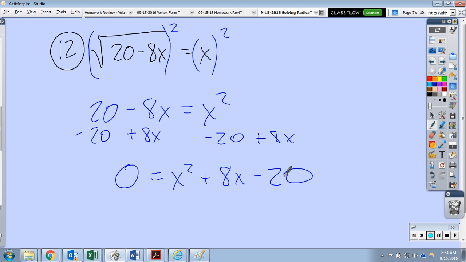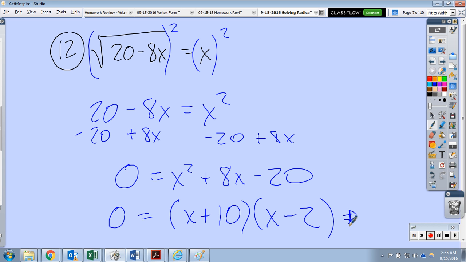Now let's see, did they give us another factorable one, or do we have to use the quadratic formula? 2 and 10? Which one is positive and which one negative? Negative 2. Yeah, good. So 0 is equal to x plus 10 times x minus 2. Wait, wouldn't it be this? And I always check these, right? So negative 2x, that's positive 8x. Okay, that works. So therefore x could equal negative 10 or positive 2.